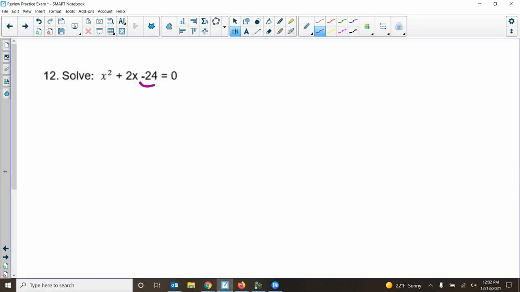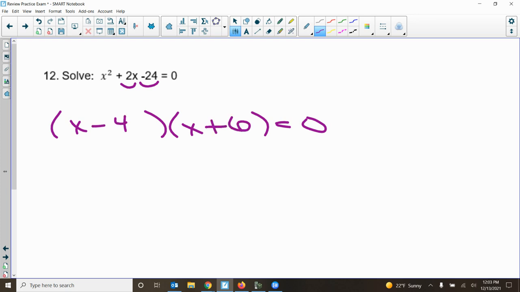Two numbers that multiply to negative 24, add to 2. Ava? Negative 4 and 6. Yeah, negative 4 and positive 6. All right, negative 4 times 6 is negative 24. Negative 4 plus 6 is 2.